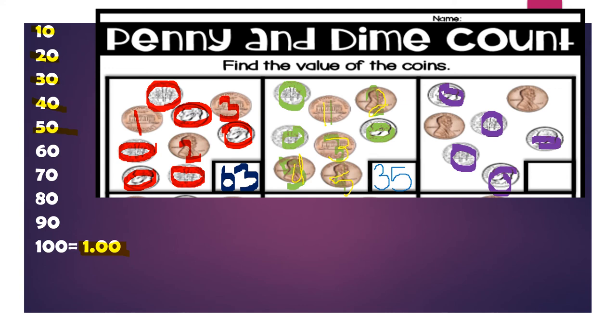Let's see, let's count by tens. 10, 20, 30, 40, 50. Okay, very good. So if we have 50 cents, how many ones do we have? One and two. So if we add in two, our total cents is 52 cents.